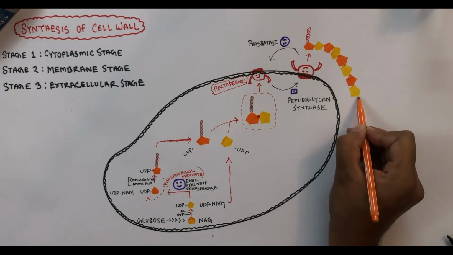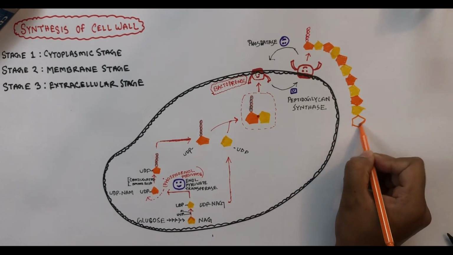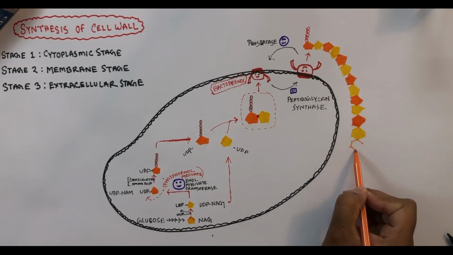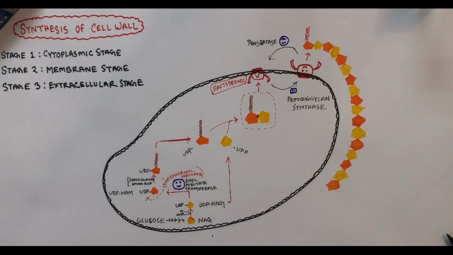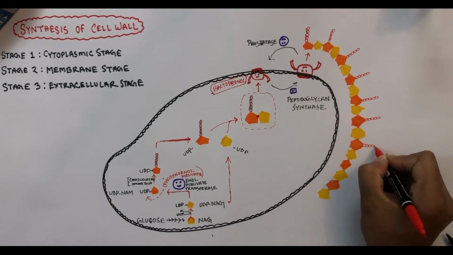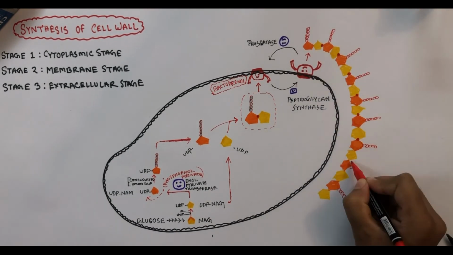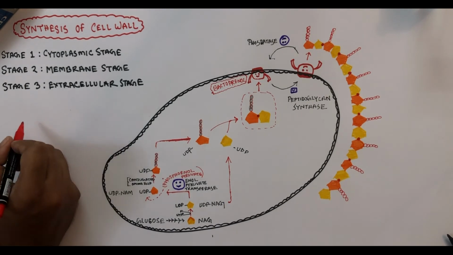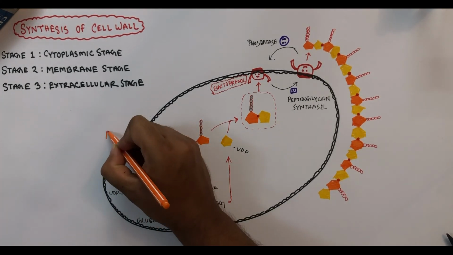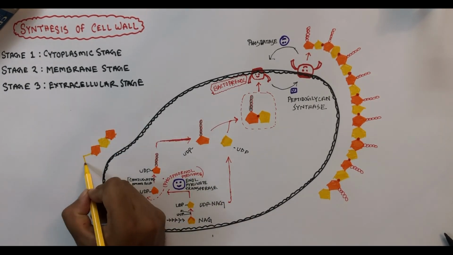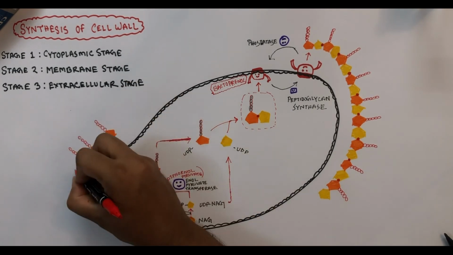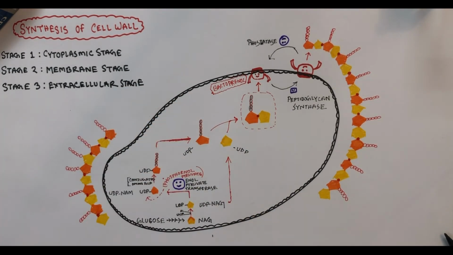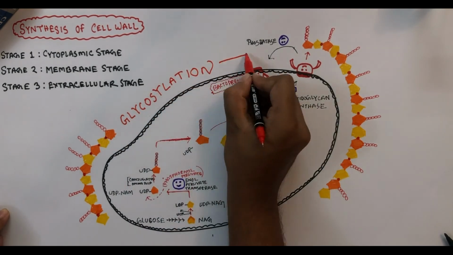In stage 3, the extracellular stage, when the formed peptidoglycans are accumulated outside the cell membrane, they start getting organized around the cell membrane. Two important reactions take place in this stage. Number 1, the monosaccharides, NAM and NAG, of two different peptidoglycans are fused together. Around the whole cell membrane, these glycan units are attached by the reaction glycosylation.